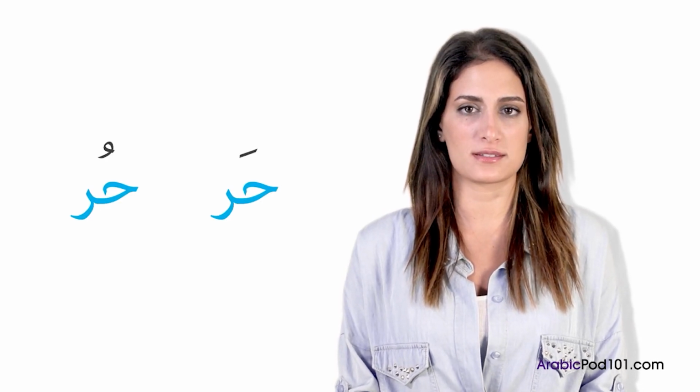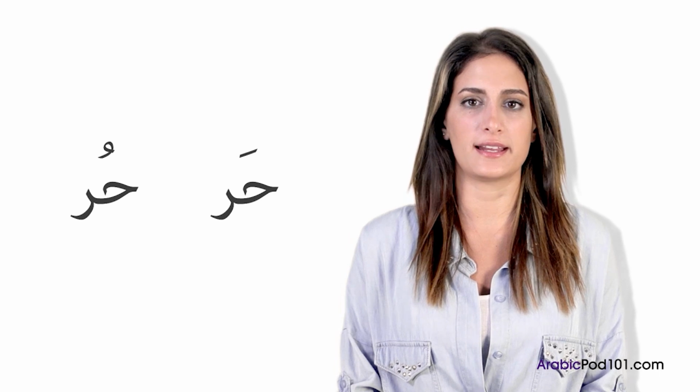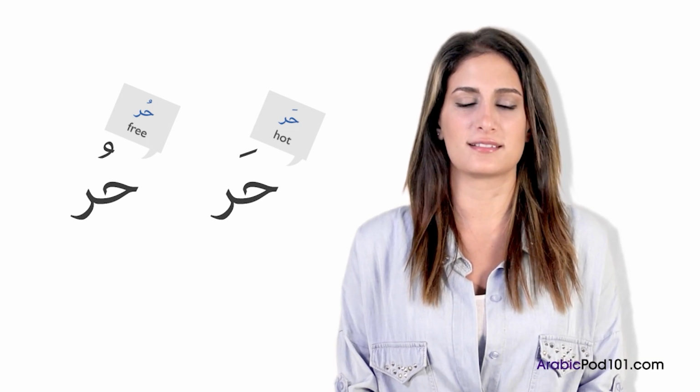Voweling is very important because it can change a word's meaning. For example, here are 2 words that have the same letters but are pronounced differently and have different meanings because of the difference in voweling. Har means hot, while hur means free. There are other voweling signs in Arabic, but they aren't as common as the 3 basic signs we learned in this lesson. We'll go back to them in the next review lesson.